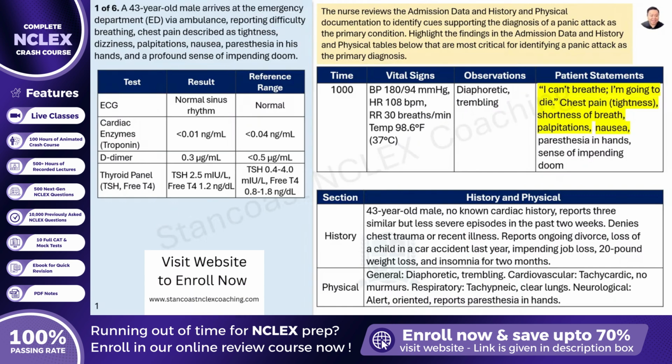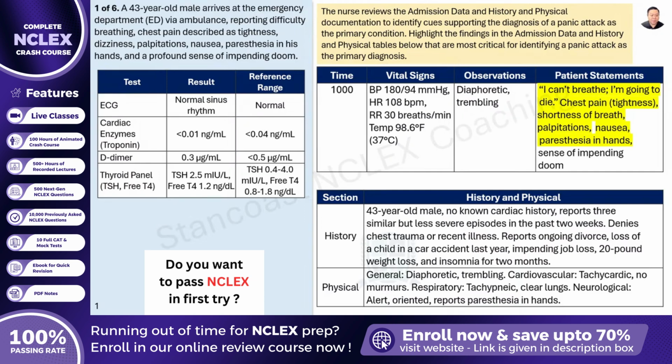Another finding that you should highlight is this one: paresthesia in hands, referring to numbness. There's tingling sensation in the extremities, and this is caused by hyperventilation, which leads to low carbon dioxide, or hypocapnia, in the blood. And this can significantly alter the pH. It can cause nerve excitability, which can result in pins and needles sensation. And this specific symptom points strongly toward panic and not other causes like stroke or neuropathy.